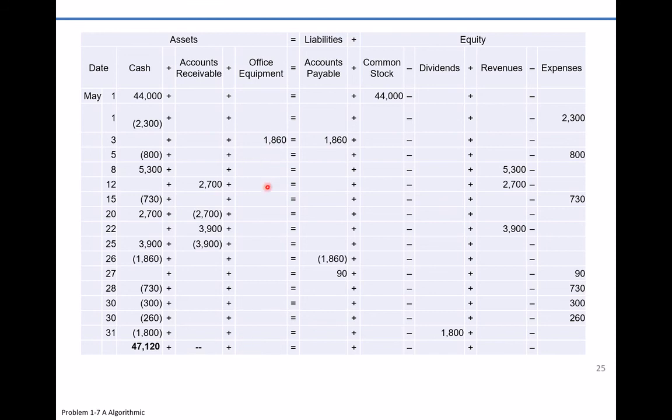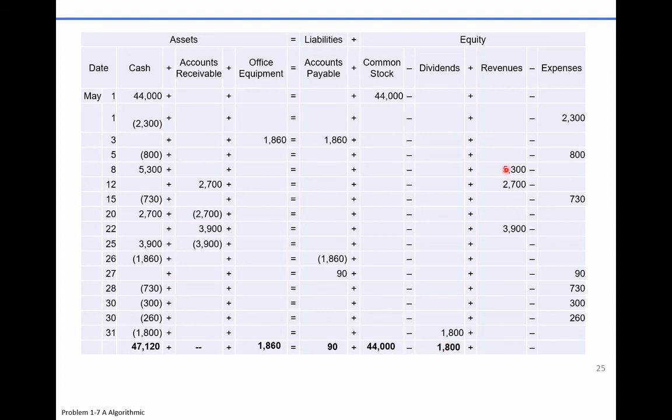For the office equipment, we have the equipment we bought, that's $1,860. The equipment was bought on credit, but then it was paid off on the 26th, so that cancels that out. But we still owe that $90 for that ad that we placed. So the account payable has a balance of $90. Common stock, so stockholders contributed $44,000 and we issued $44,000 worth of common stock certificates. So the common stock balance is just $44,000. We paid out dividends of $1,800. We'll be subtracting that out later on, but we just enter it as a positive number just as it is.